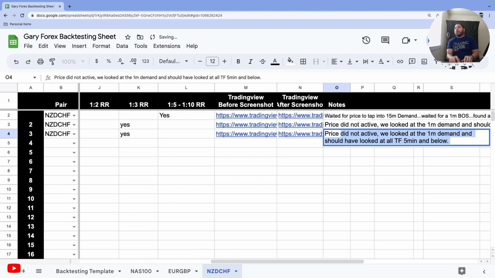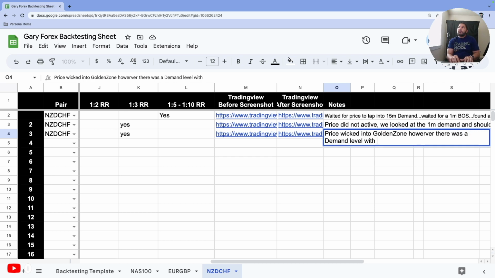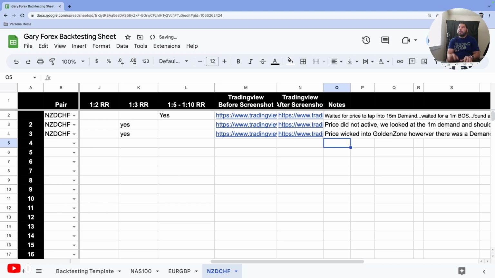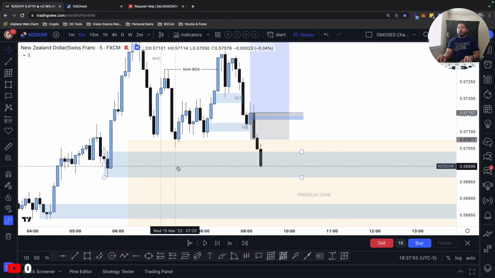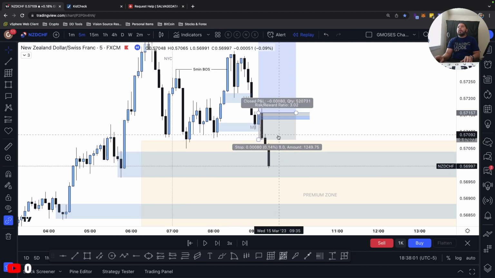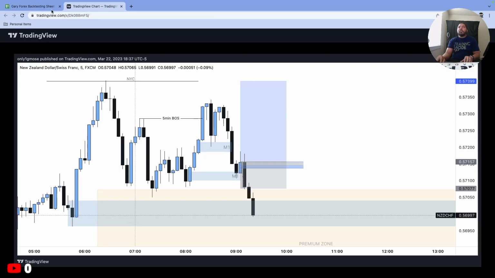All right. Price wicked into golden zone. However, there was a demand level with imbalance lower that we should have waited for. So I'll notate that right here. Okay, I think I can see that. Let's see if we can see that in our, yeah, okay. Yeah, so I'll note that.